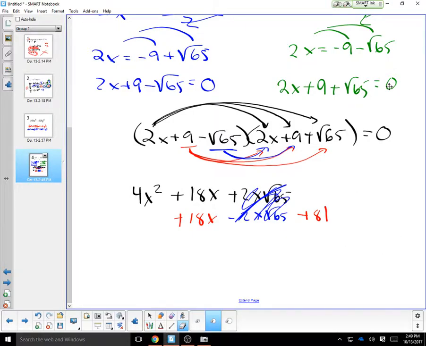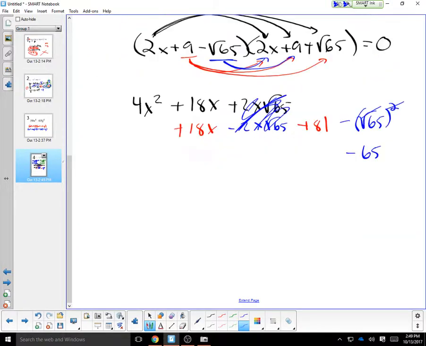And then finally, since this is gone, I'm going to erase it, just because I don't have space. I'm going to get a negative square root of 65 squared, because it's times itself, right? And what happens to the square of the square root? Gone. So this really is just minus 65. So just clean it up. This is 4x squared plus, what is it, 36x, right? And then 81 minus 65.